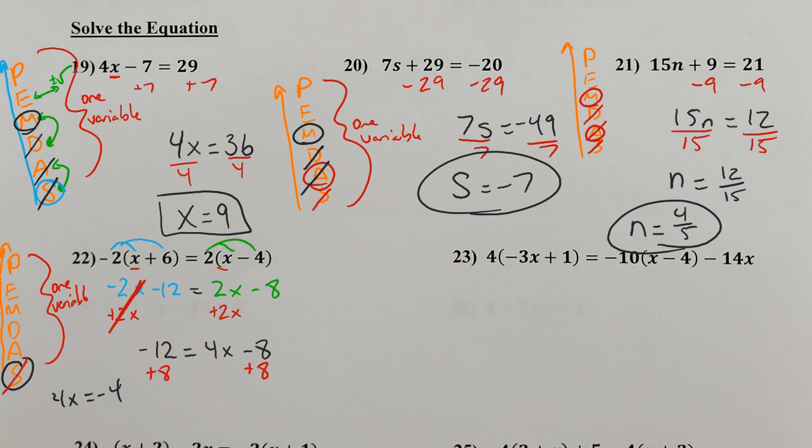Subtraction is taken care of. I don't see any addition. I don't see any division. I see multiplication. It's a 4 next to the x, so I divide by 4. I end up with x equals negative 1. And that's it.